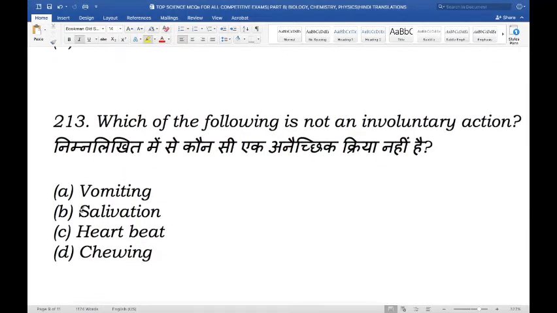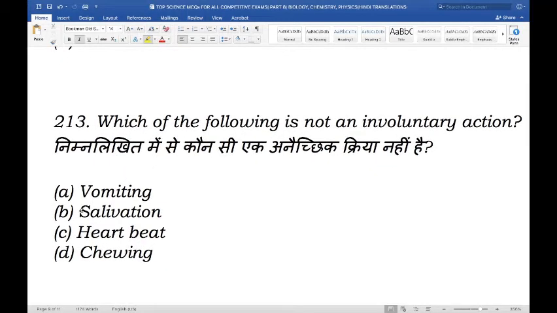Next question. Which of the following is not an involuntary action? So remember, involuntary action means the actions that take place without conscious willingness. So is it A, vomiting, B, salivation, C, heartbeat, or D, chewing? So which of these actions is not an involuntary action?